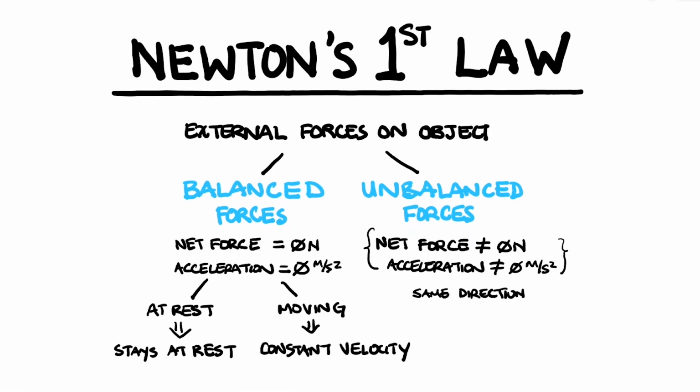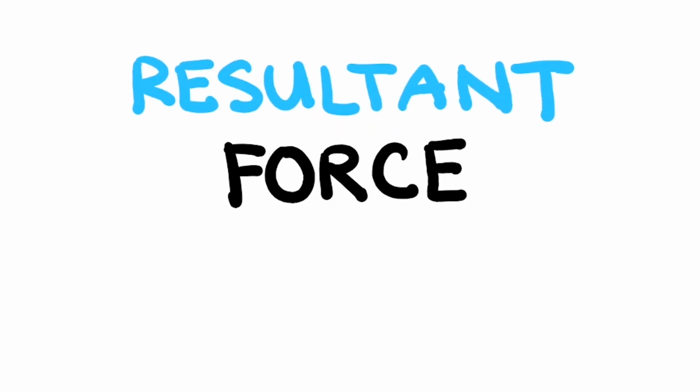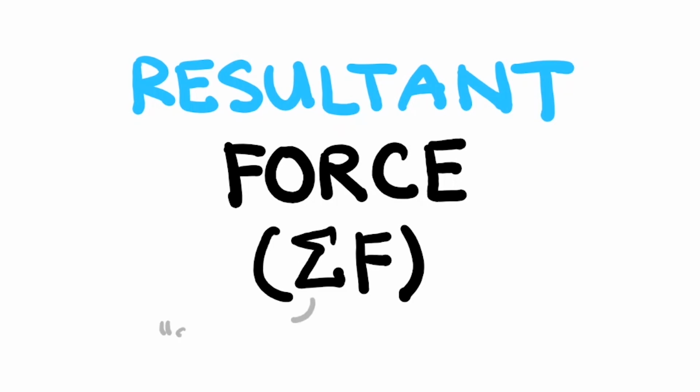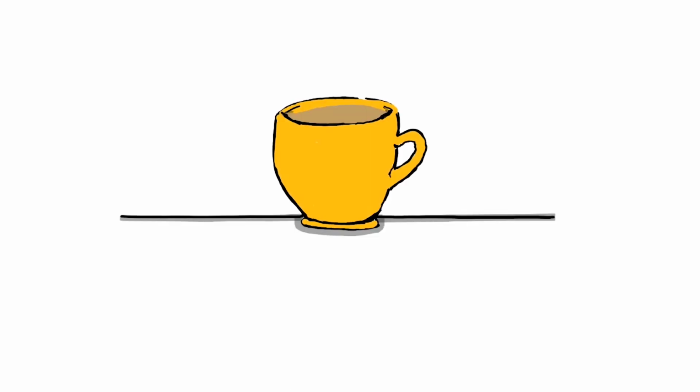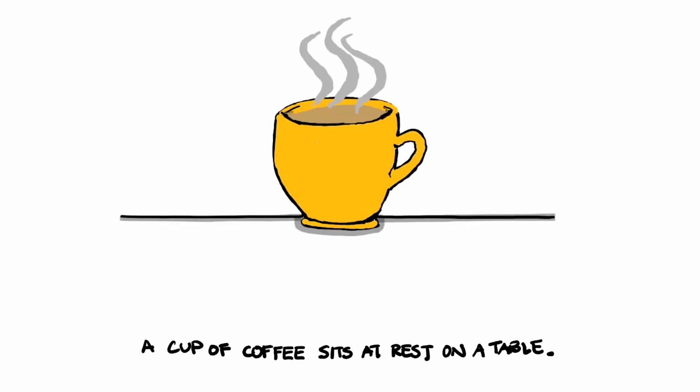Now remember, force is a vector quantity. So when we talk about the net force, we are essentially talking about the resultant force. We can represent this with a capital letter sigma that represents a summation. Let's look at an example. A cup of coffee sits at rest on a table. What forces act on the cup?